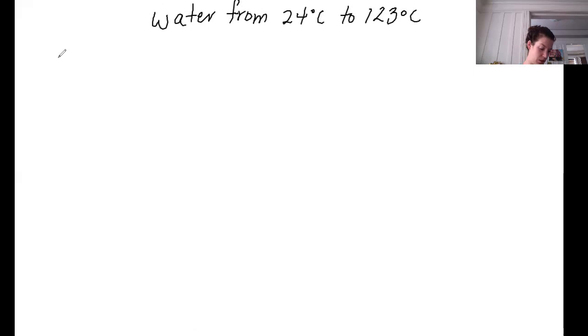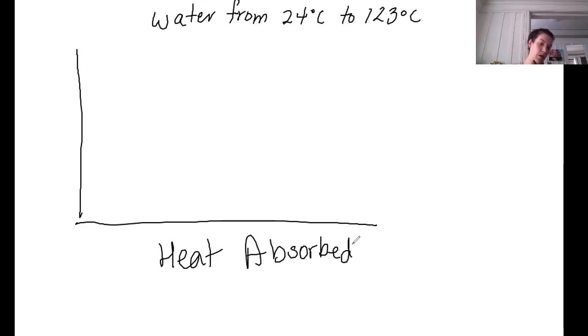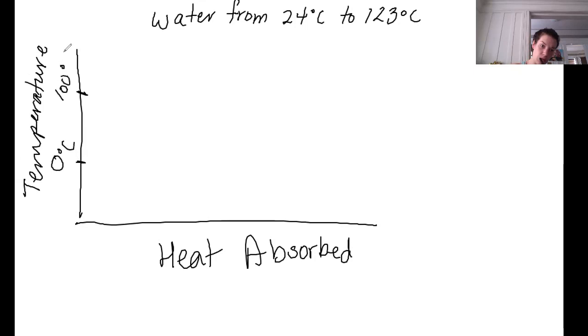So I'll just set up my axes again. Okay. So my x-axis is heat absorbed. My y-axis is temperature. I'm going to do the same thing where I label my melting point and boiling point. It's water, so I know that my melting point is 0, and I know that my boiling point is 100.